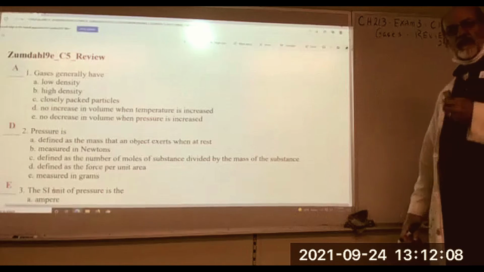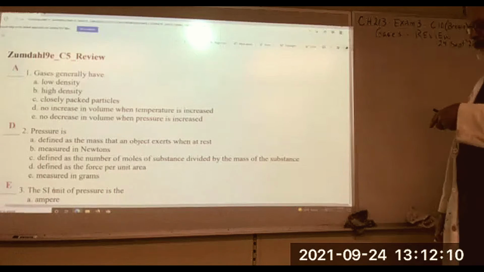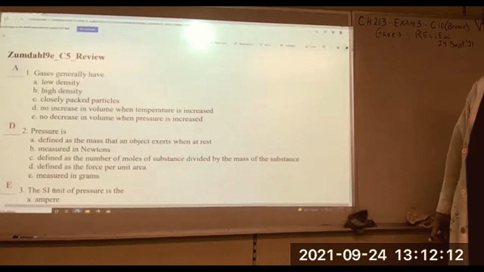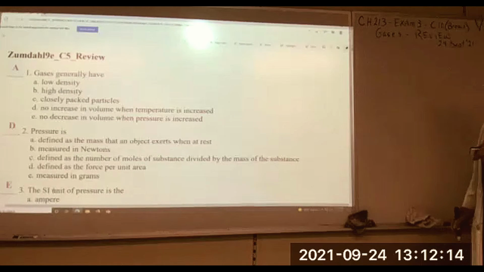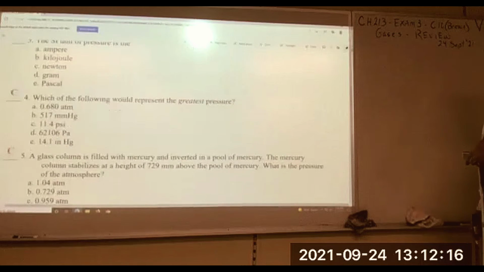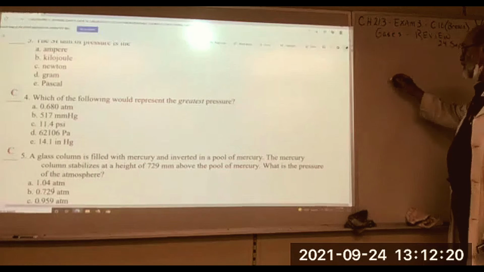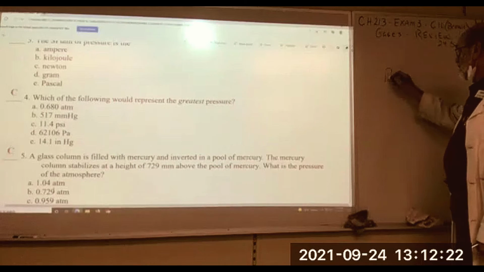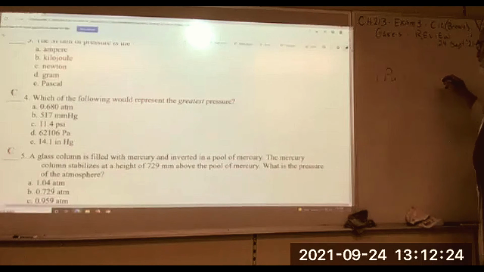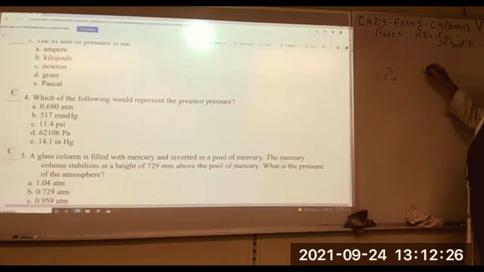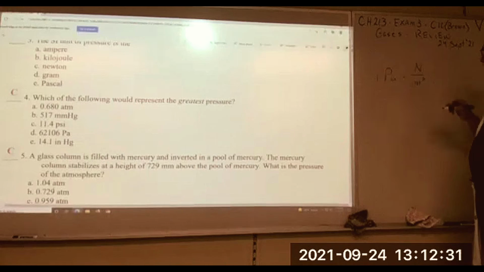SI unit of pressure. You remember that one? I'm not showing you the answer down there yet. The Pascal, yes. And the Pascal has a definition associated with it too, that 1 Pascal is a Newton per square meter.